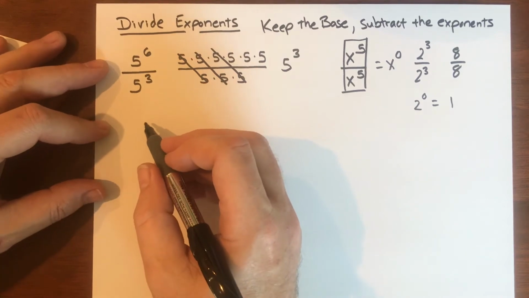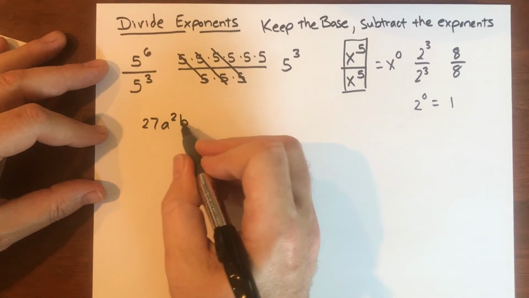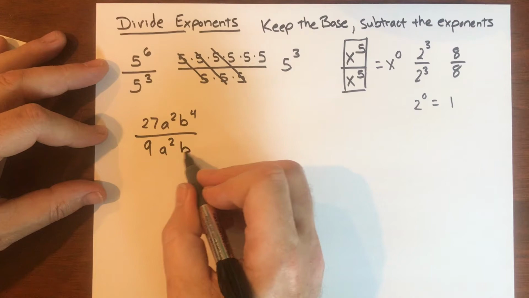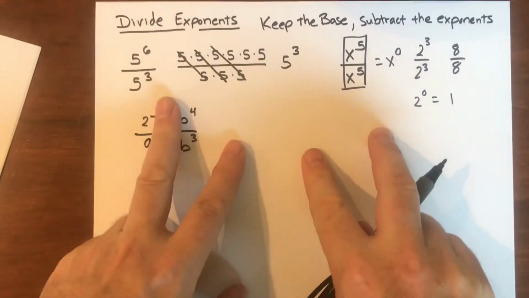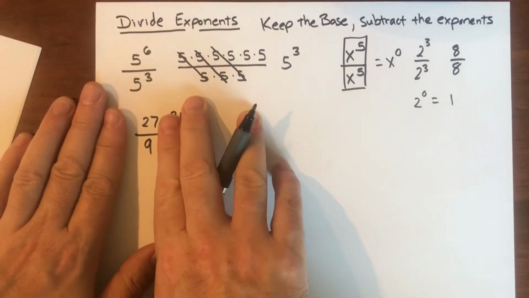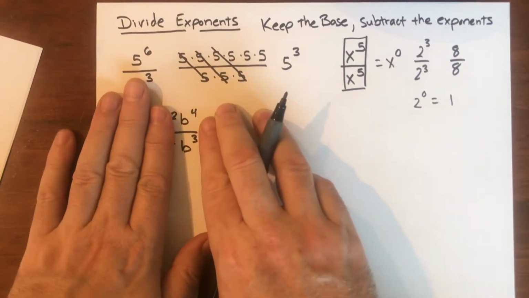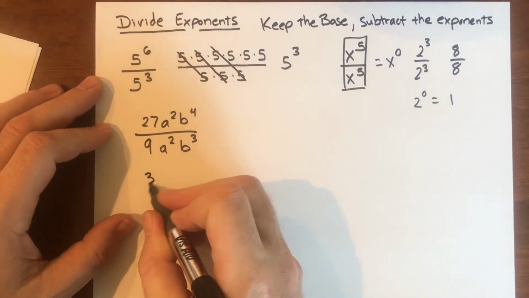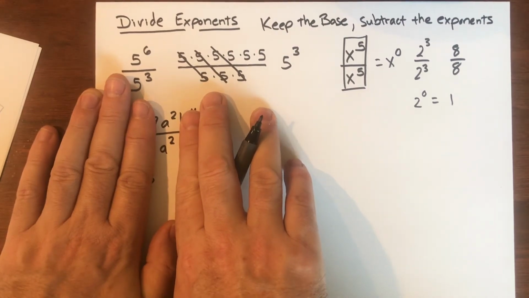You'll have something like this, 27a squared b to the 4 over 9a squared b to the 3rd. This is just like the multiplication. You had two things, you combined like terms. This is even easier. We can use our fingers. Each thing is a different problem, completely separate from the other. So 27 divided by 9, that's 3. a squared divided by a squared, right?